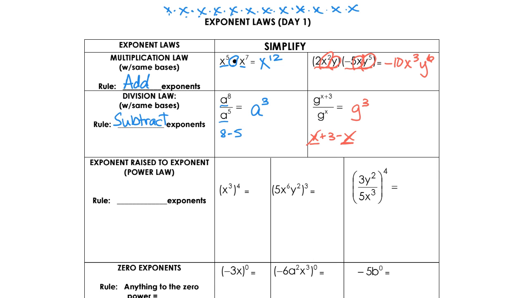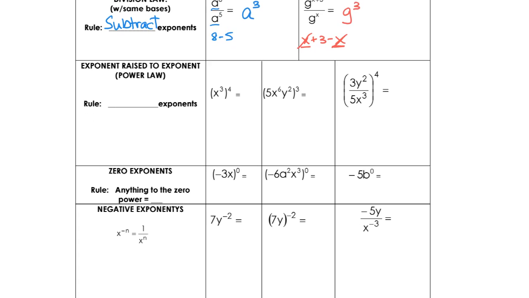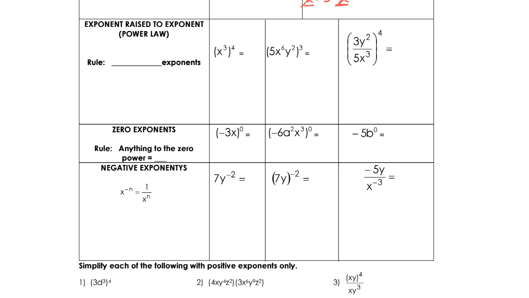Okay. The next rule is a little bit tricky for a lot of people, and it's called an exponent raised to an exponent, or the power law. I'm going to scroll up a little bit. Here you actually multiply the exponents. So for instance, x to the 3rd to the 4th is actually x to the 12th.